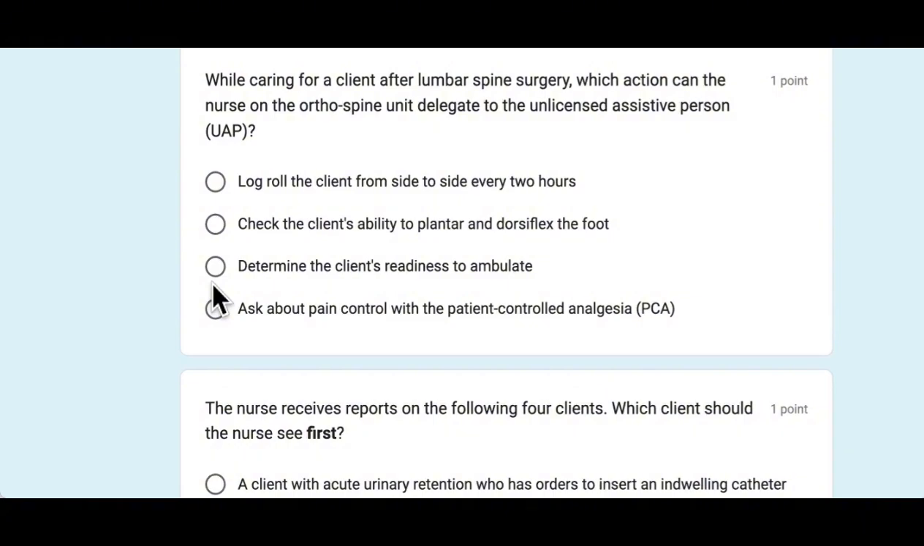Is it A or 1, log roll the client from side to side every 2 hours? Or is it 2 or B, check the client's ability to plantar and dorsiflex the foot? C, determine the client's readiness to ambulate? Or D, ask about pain control with the patient controlled analgesia or PCA.